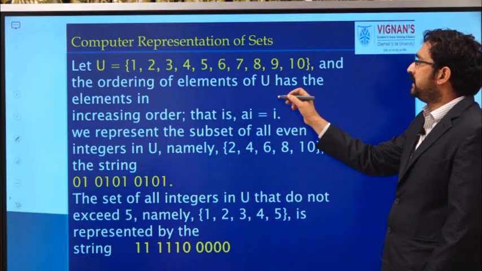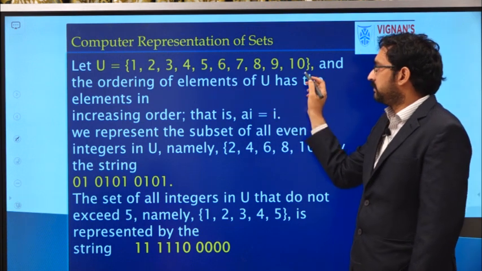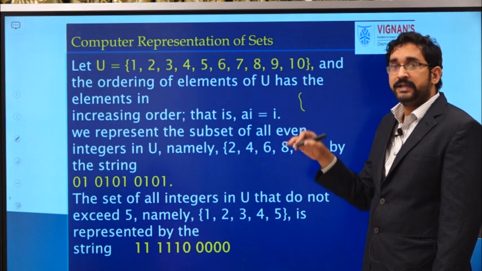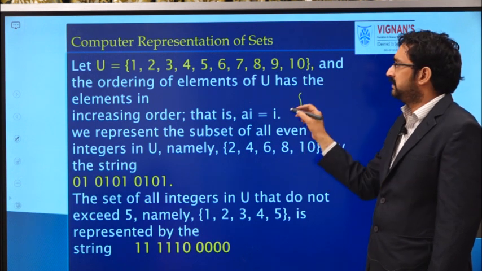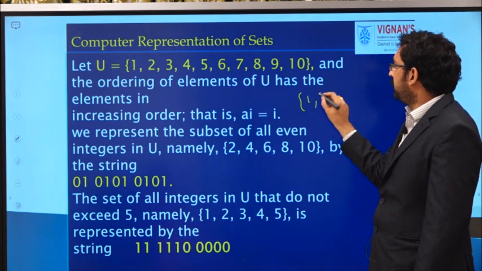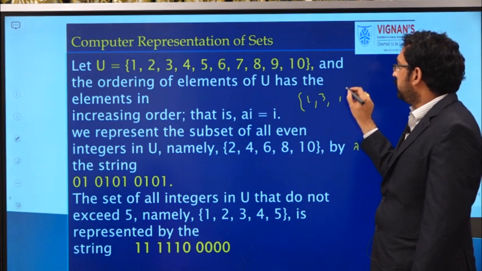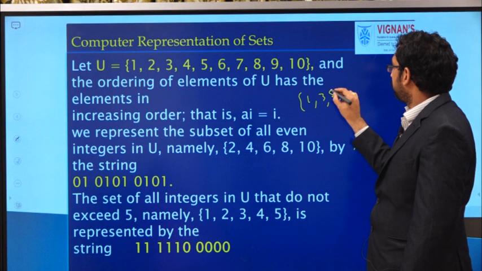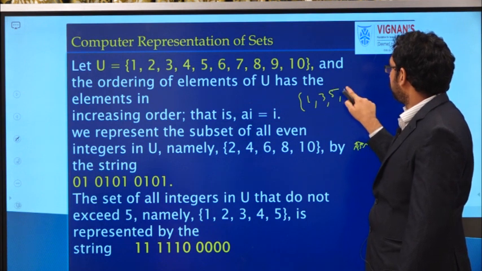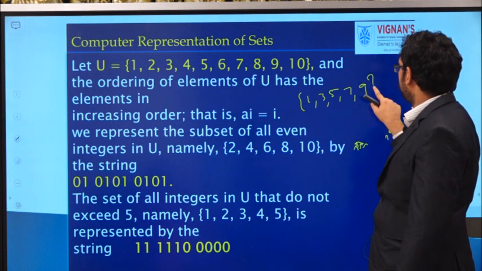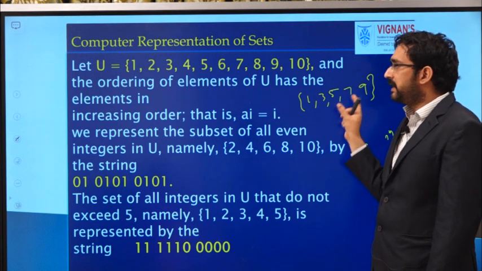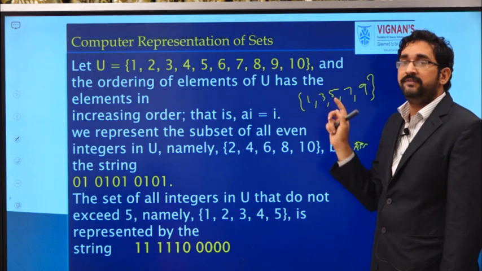Here the universal set is 1 to 10. First we have to represent the set of all odd integers within this range. What are the odd integers? 1, 3, 5, 7, 9. All these are the odd integers, which form a subset of the universal set.